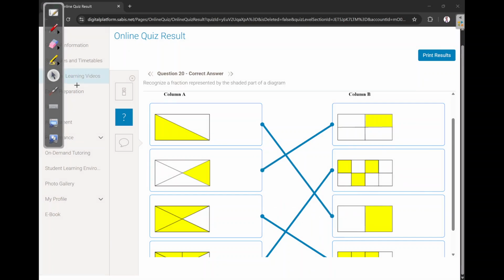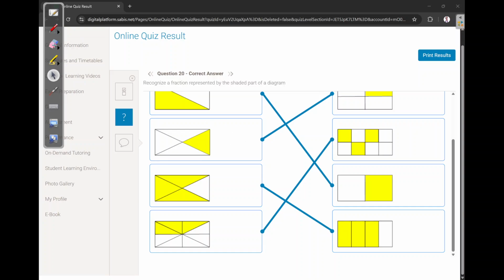Now they need 1 over 4. Is this 1 over 4? Yes, it is, so it's correct. We need 3 over 8. This 1 over 2 is wrong. 1 over 4 is wrong. 3 over 4 is wrong. And 2, 4, 6, 8, and they colored 3, so it's correct. This one's correct.